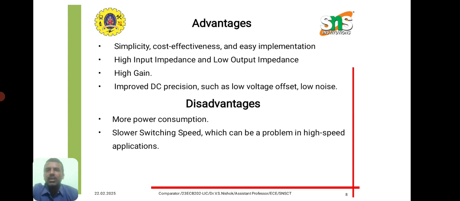improved DC precision such as low voltage offset and low noise. Coming to the disadvantage part, it consumes more power when compared to other circuits, and also has slower switching speed, that is, a lower slew rate when compared to normal comparators. So those are the two disadvantages of the comparator.